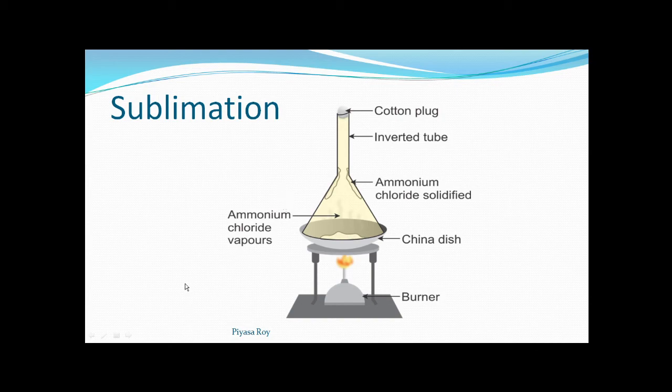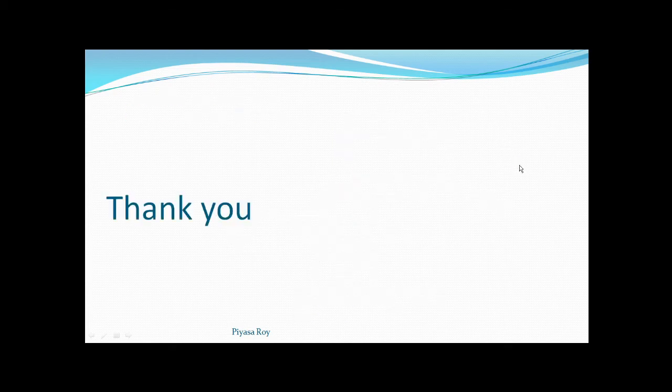Any substance which shows sublimation, like iodine, camphor or benzoic acid, if mixed with another substance which does not show sublimation, we can use the sublimation process to separate those components of the mixture. Okay, this is all for today.